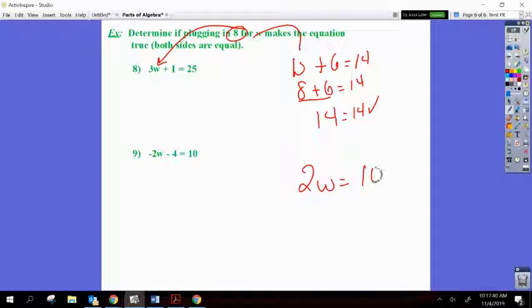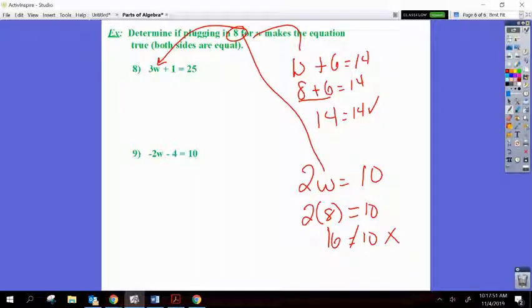2W equals 10. Well, we're plugging in 8 for W. 2 times, use parentheses, 8 equals 10. 16 equals 10? No, not true. Doesn't make it true. Do the same for 8 and for 9.